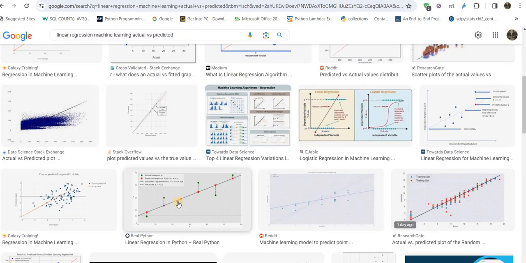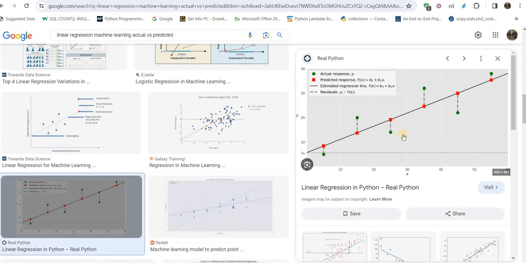Yes, see, this one you can understand. The green line is the actual response, meaning these are the actual points for a specific value of x, and the red are those points on the line. So these are the differences. If we have 5 lines, 10 lines, 12 lines, I will say the best line is the one which has these distances minimum.